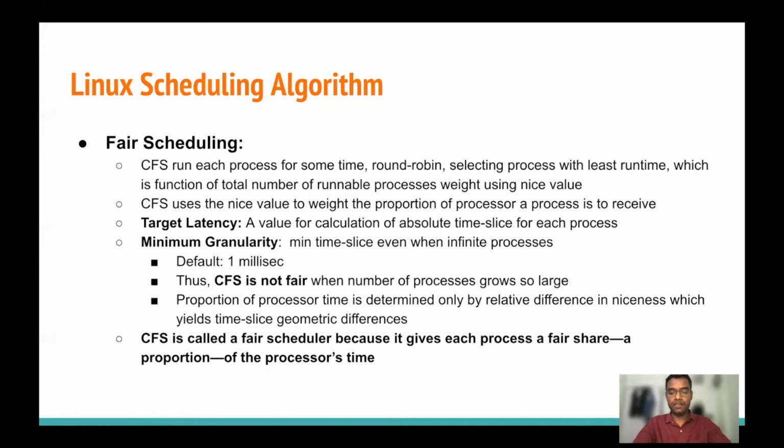But in the ideal case, with completely fair or perfectly fair scheduling, if we have an infinite number of processes in the system, then they should get zero time slice to run on the processor. That's why we say that CFS is not completely fair, and the minimum granularity is 1 millisecond. And we call CFS the fair scheduling algorithm because it gives each process a fair share of the processor's time.